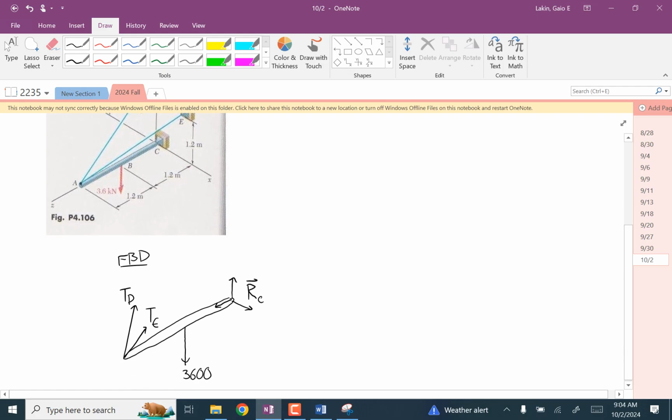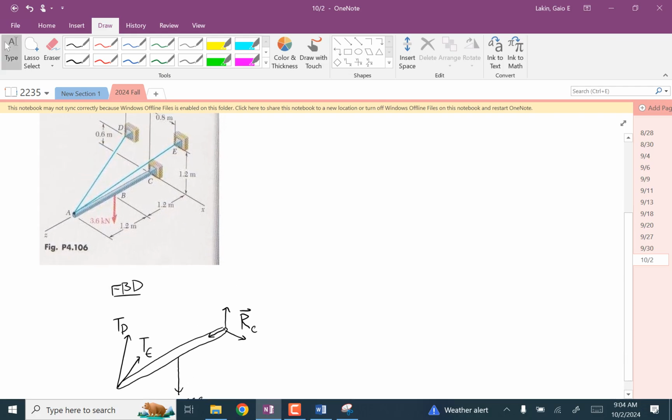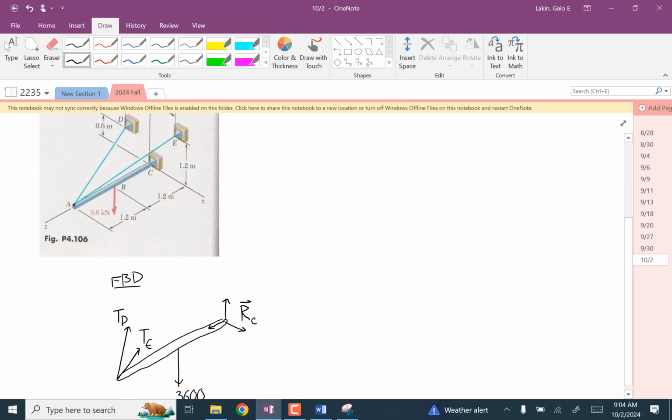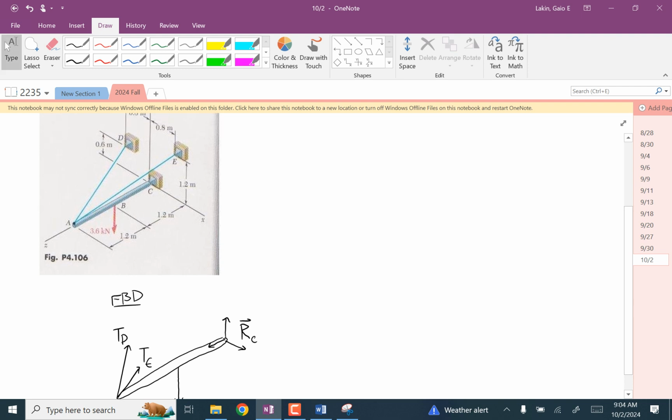Okay, so in these 3D problems that have cables, I think you pretty much always are just going to have to calculate the coordinates of a bunch of these points. So let's figure out the coordinates of A, D, and E. I mean, you might as well do them all, really. So I'm going to call point C the origin.